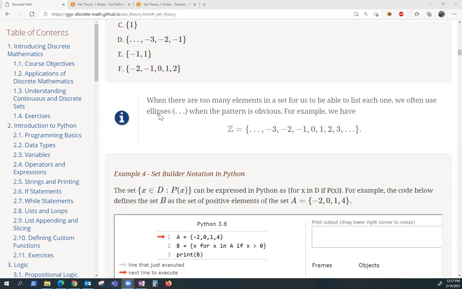Just a little note, whenever you, like I did before, whenever you can't list out every element of a set, you can use ellipses to indicate that it goes on and on forever like that.